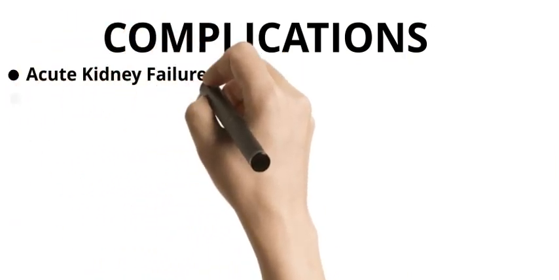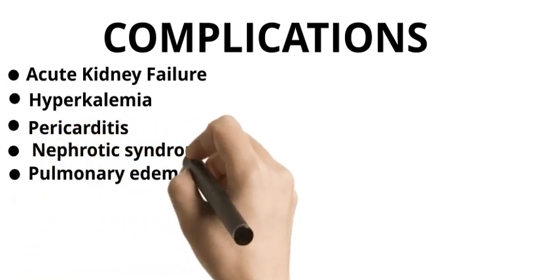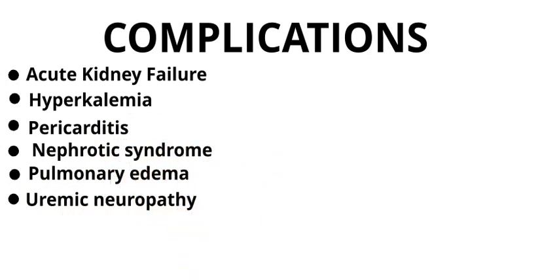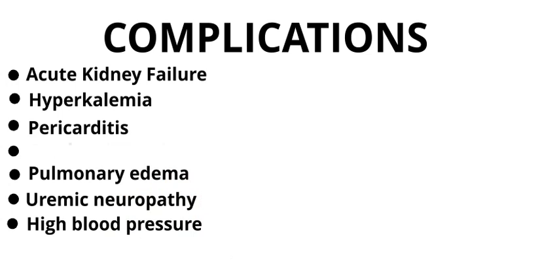Complications include acute kidney failure, hyperkalemia, pericarditis, nephrotic syndrome with greater than 3.5 grams per 24 hours of protein in urine, pulmonary edema, uremic encephalopathy, high blood pressure, just to mention a few.